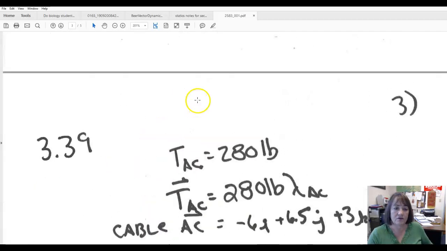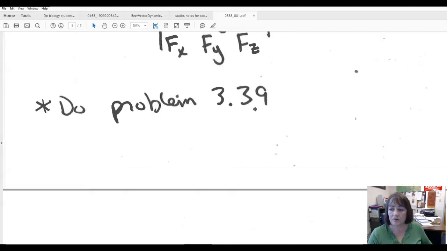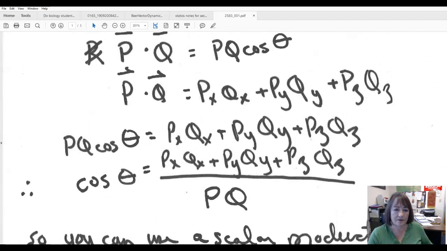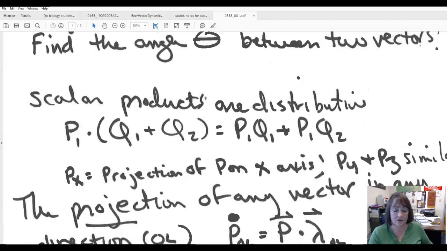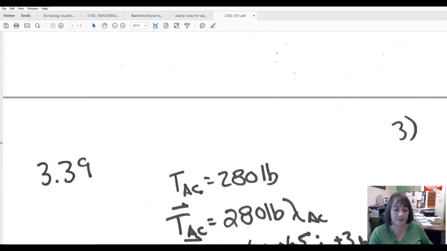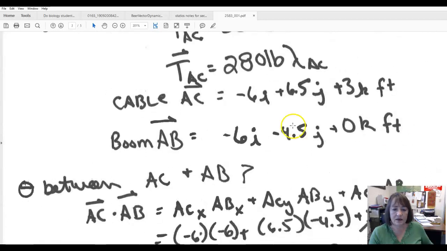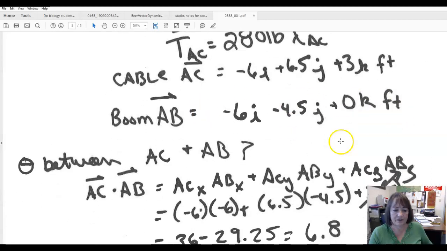Well, I know from the first piece of work up here with my dot product that if I could define those two vectors, I could use this idea and find the cosine of the angle between them by taking one definition of the dot product, dividing it by the other definition of the dot product. And then that would be the inverse cosine of the angle. So that's actually what I did. So here on 3.39, I found this vector and I found that vector.